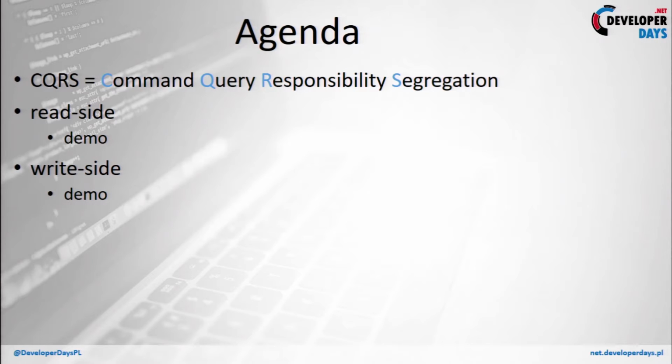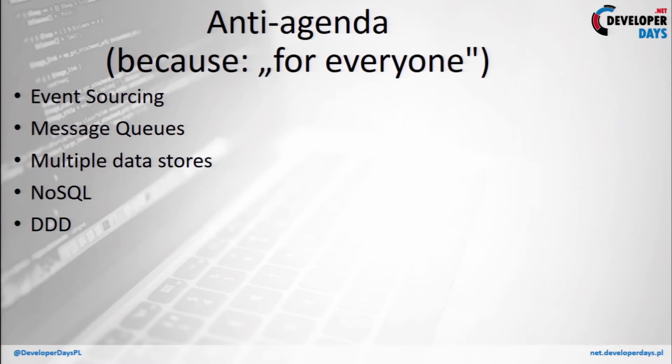This is the agenda of today's talk. As you can see, it's quite simple, and it's not the most important part of the presentation. The agenda is that we'll be talking about CQRS, which means Command Query Responsibility Segregation, and it consists of two basic parts. The read side, which you will see the demo of, and the write side, which you will also see a demo of. But the more important thing is the anti-agenda, so what we will not be talking about, because this talk is for everyone.